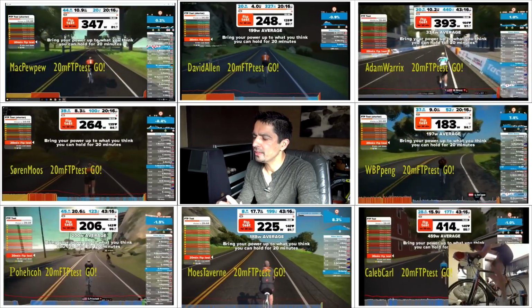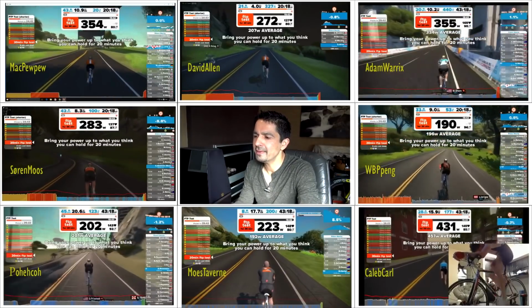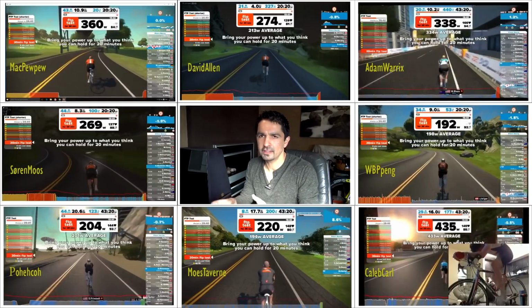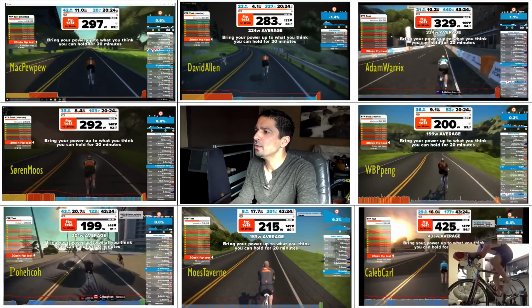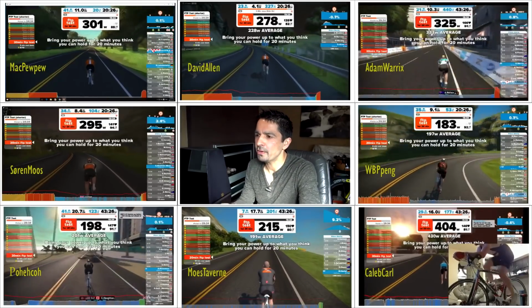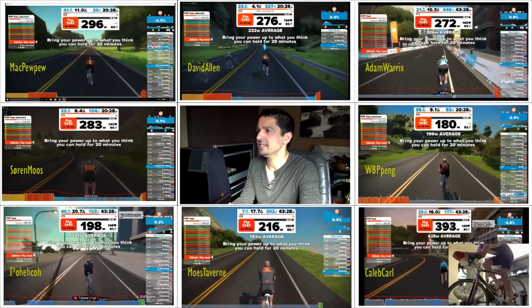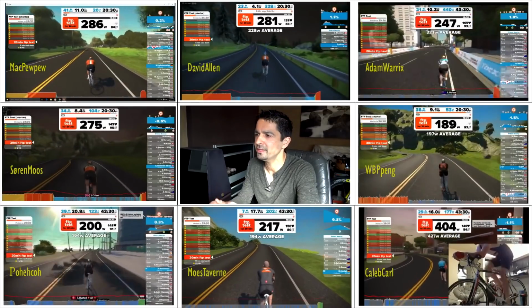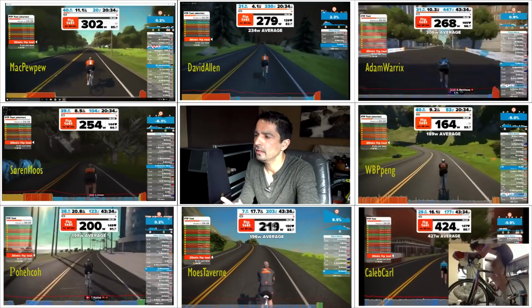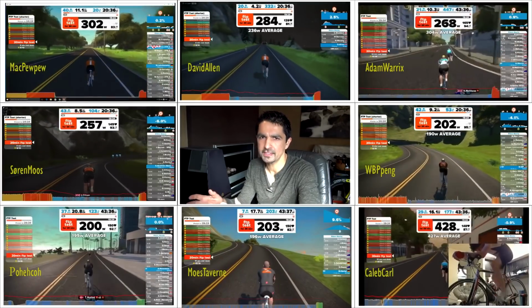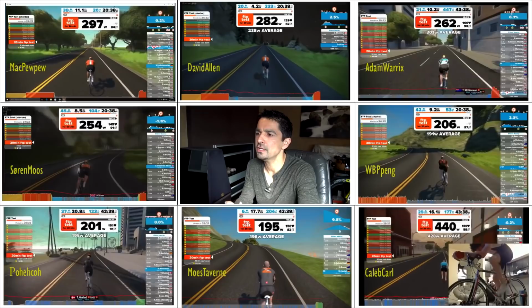Now the thing about the 20-minute core effort is it's based on the mean maximal power, essentially the best power you can maintain over that 20 minutes. So it's not the best power you can maintain at 5 minutes or at 10, it's the best power you can maintain over the 20 minutes. So you've got to remember that 20 minutes is a paced effort. We're going to examine these 8 riders and see what different pacing strategies they use.